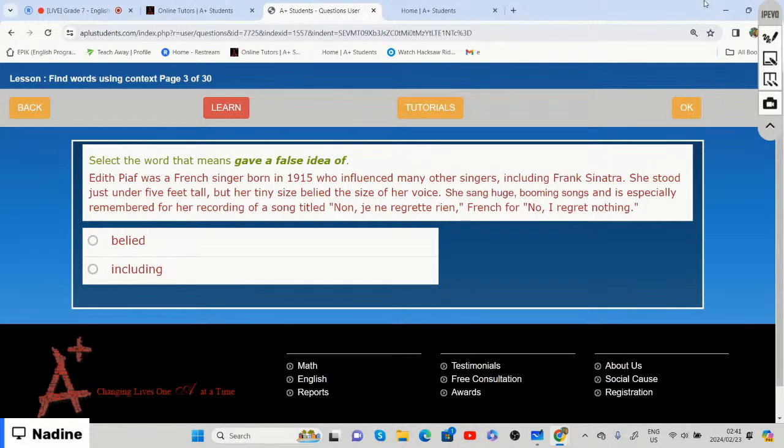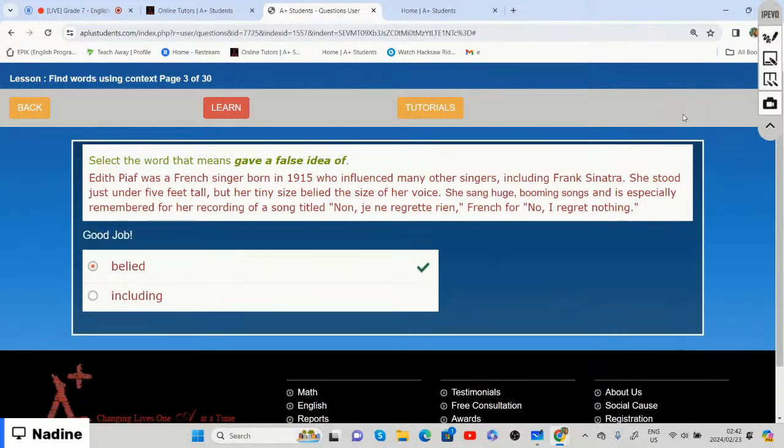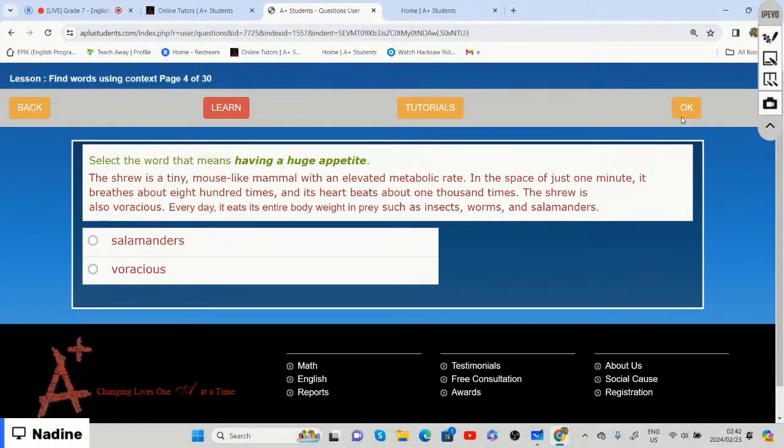So when they say her tiny size belied the size of her voice, it means that she's got a tiny body but a big, beautiful voice. And if we look at the word that means gave the false idea of, then we would say it's belied. That is to give a false idea of, right?